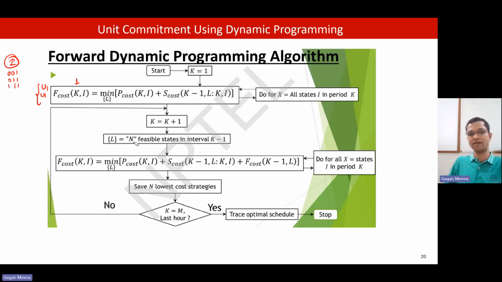Three feasible states in interval K minus 1. So K now becomes 2, and K minus 1 means 1, state 1. What are the feasible states? Out of them, we are taking only n feasible states. So L here can be out of these three: 0, 1, 0, 0, 0, 1, and 1, 1, 1. Out of 2 raised to the power n, we are taking only these three feasible states.